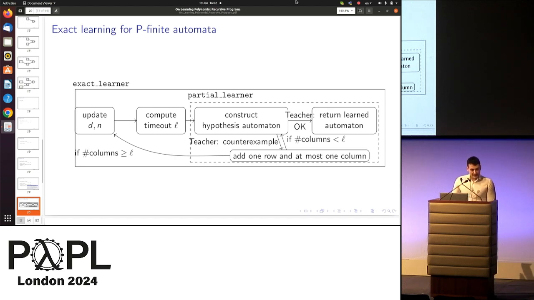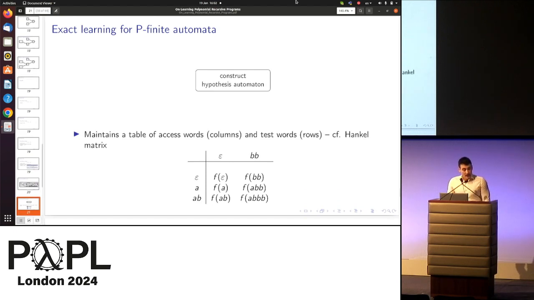Okay, and the last thing is the exact learning for P-finite automata. And this is the big picture. I'm going to take each of these parts separately and explain what everything means. We start by constructing the hypothesis automaton. To do so, we are using a set of access words, which are columns, and a set of test words, which are rows in a table.